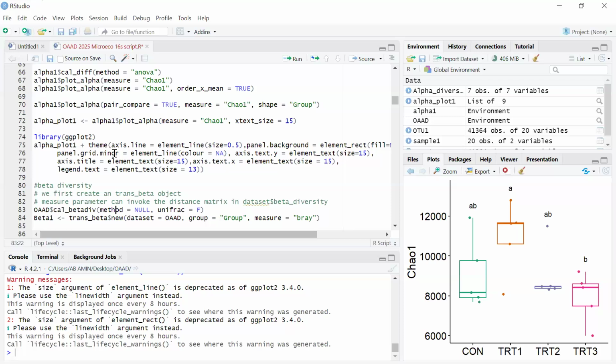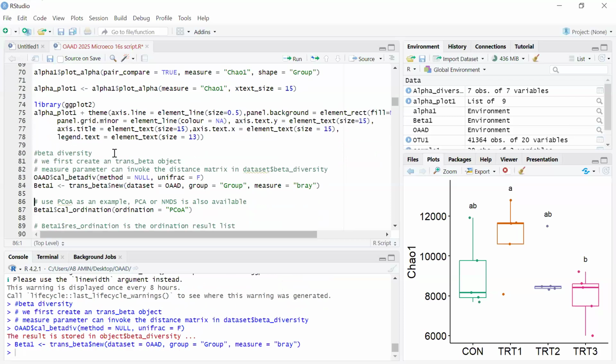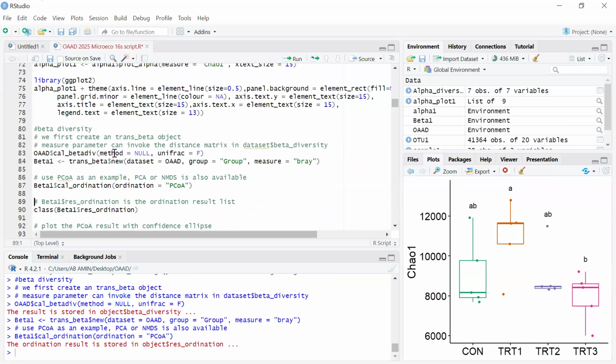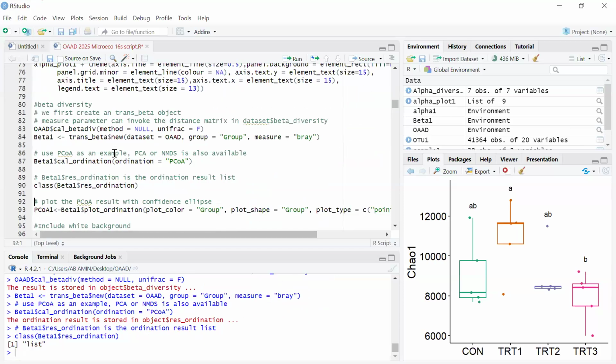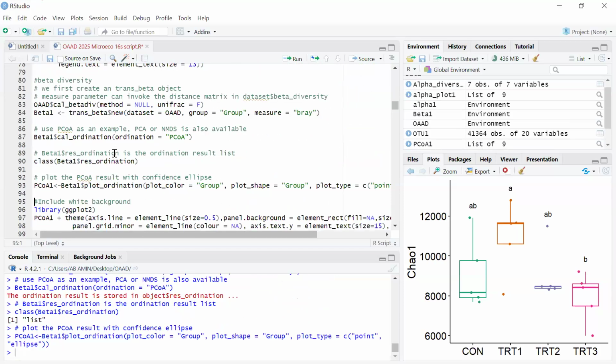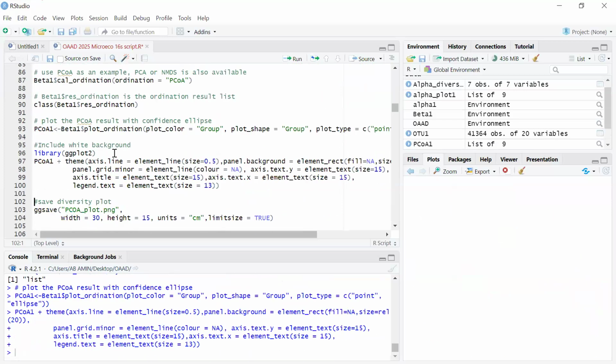So we want to calculate beta diversity and plot the PCoA plot using ggplot2.